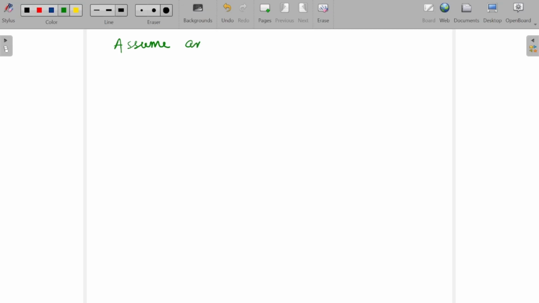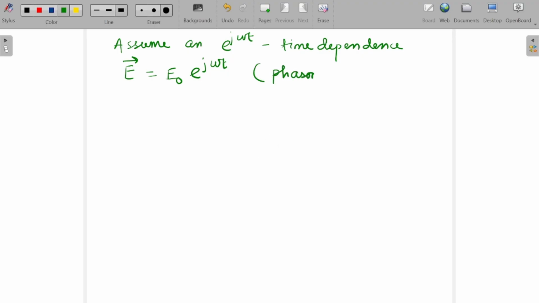Assume a time dependency e to the power j omega t. This term represents the time dependence. So we can express the field. Let it be E. This field can be written as this amplitude term E naught into this phasor term, that is e to the power j omega t. This expression is in phasor form.